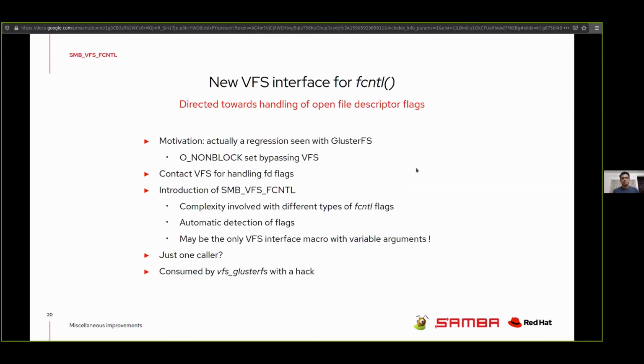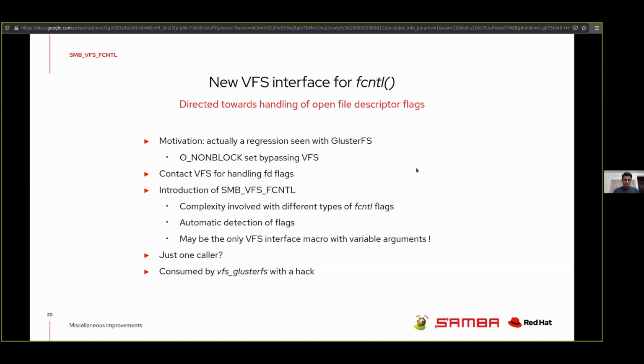Introducing this VFS FCNTL interface, there are various FCNTL flags that need to be considered, and these flags are currently automatically detected during Samba configuration at compile time. And I think it is the only VFS interface macro with variable arguments right now in Samba. Right now there is only one invocation for this interface, which is from the open file function inside Samba while opening the file.